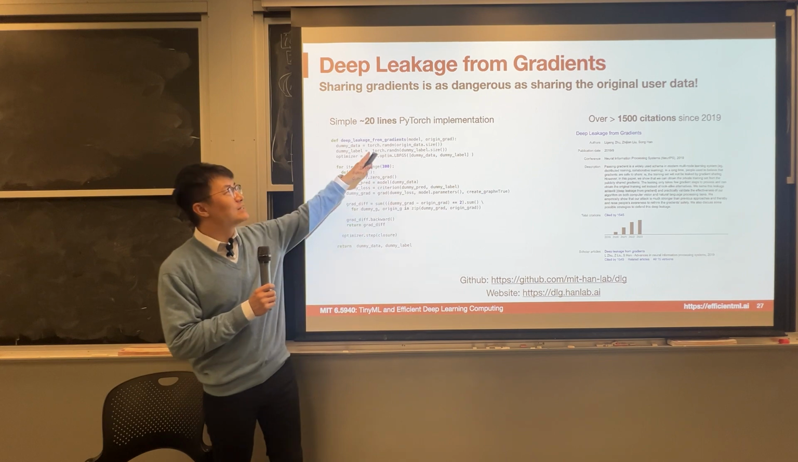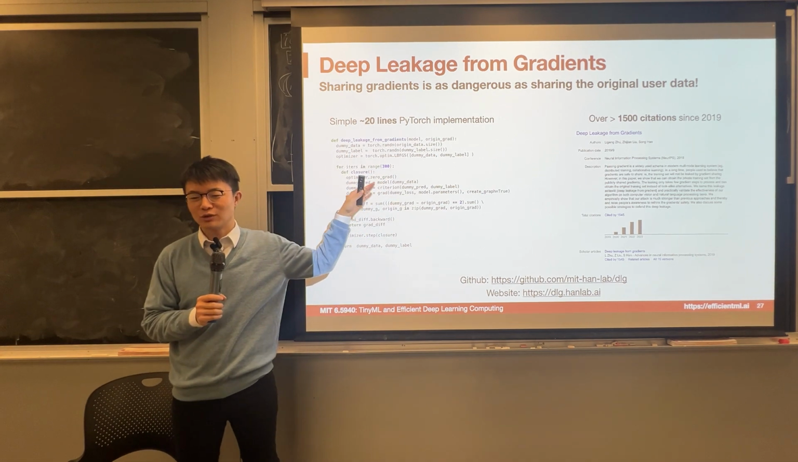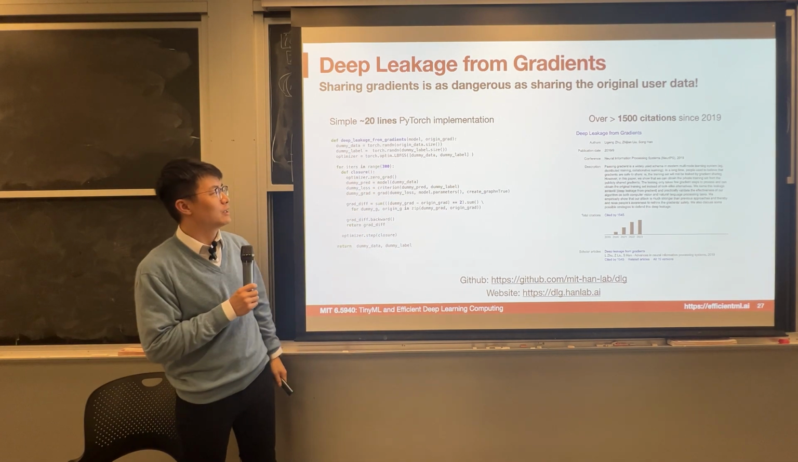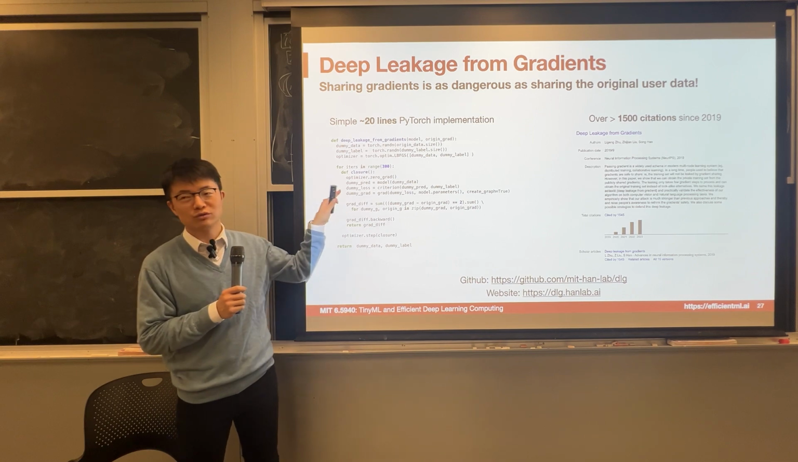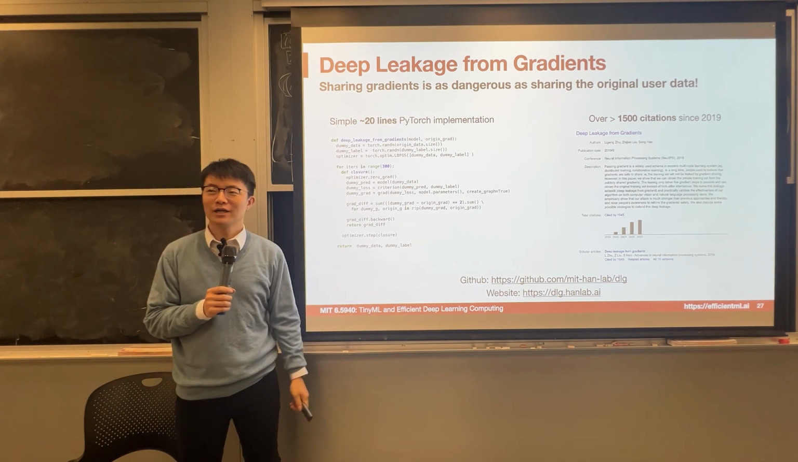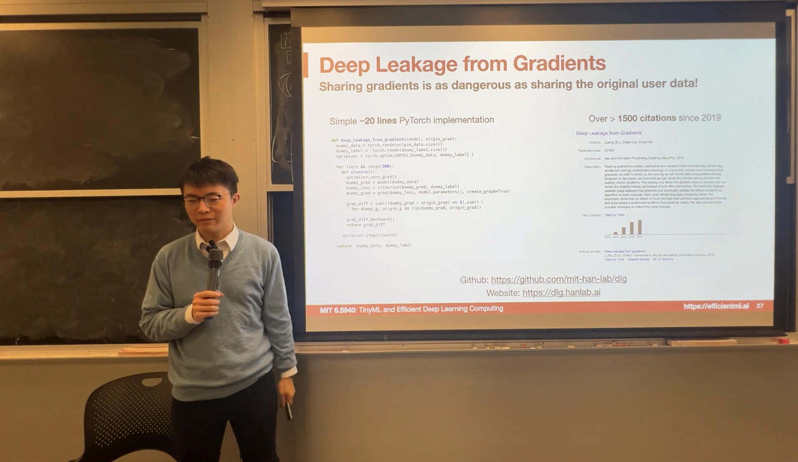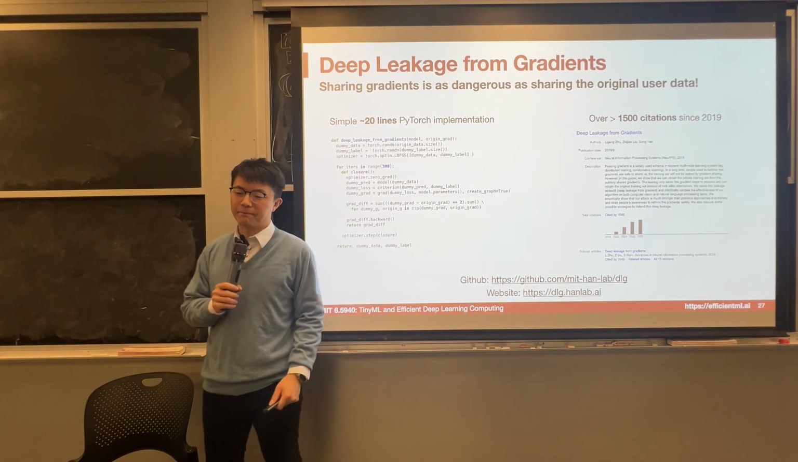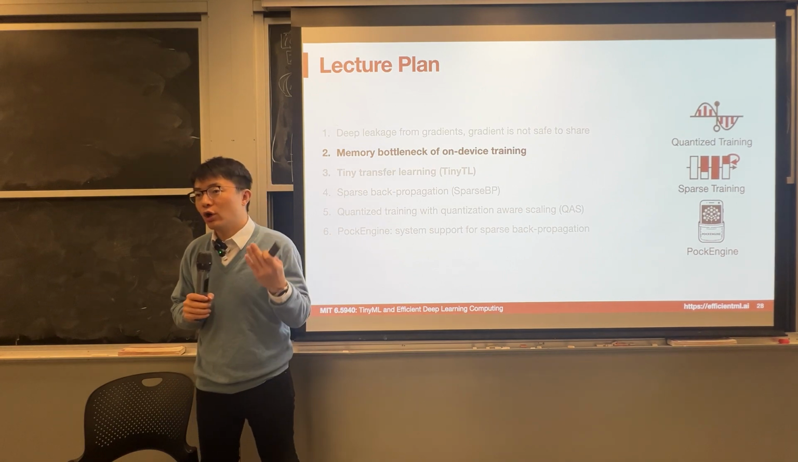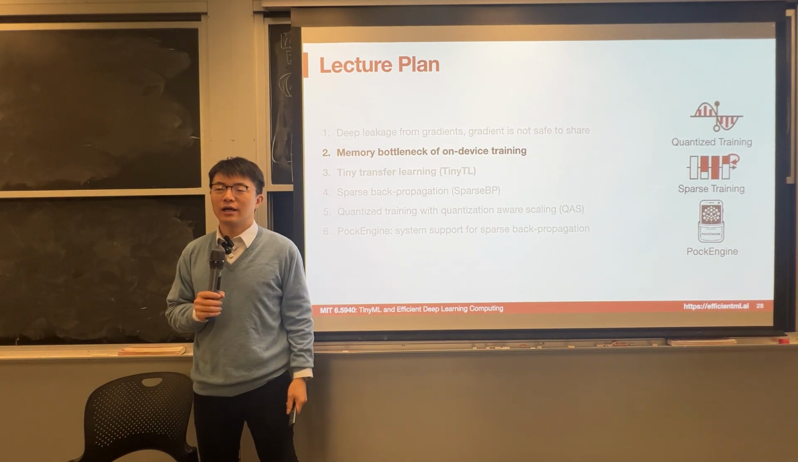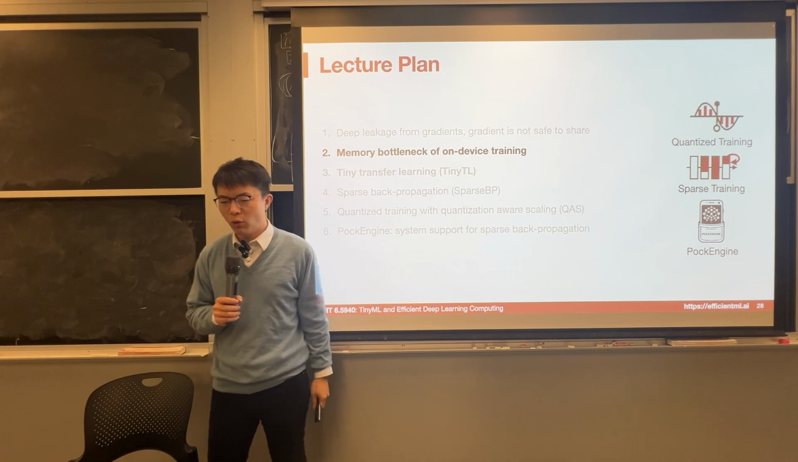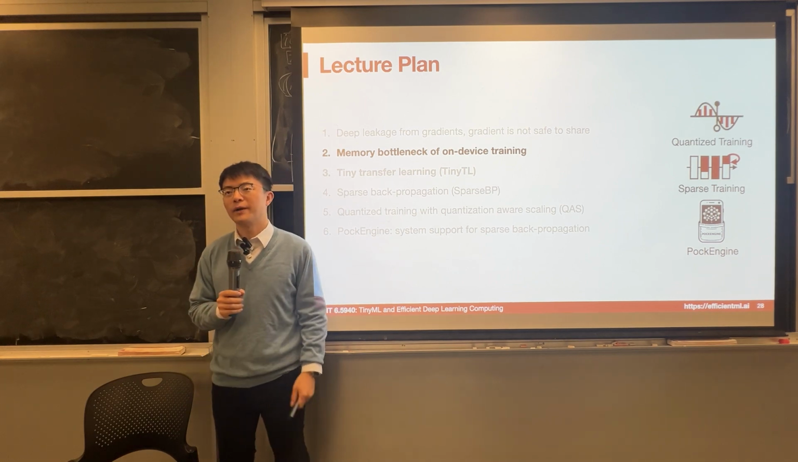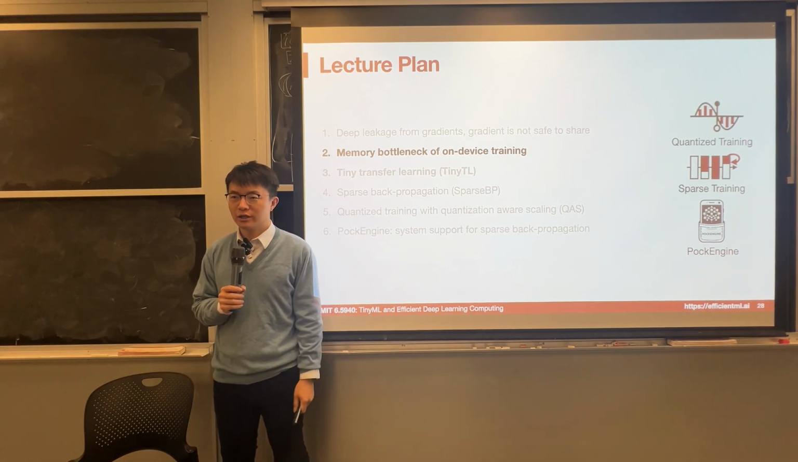So actually the implementation is super simple, just about 20 lines of PyTorch implementation. You're just trying to match the gradient and trying to backpropagate to the dummy input and also the dummy output. A lot of citations in 2019. Okay, so hopefully that motivates us the importance of on-device training, where we shouldn't try to share the gradient.